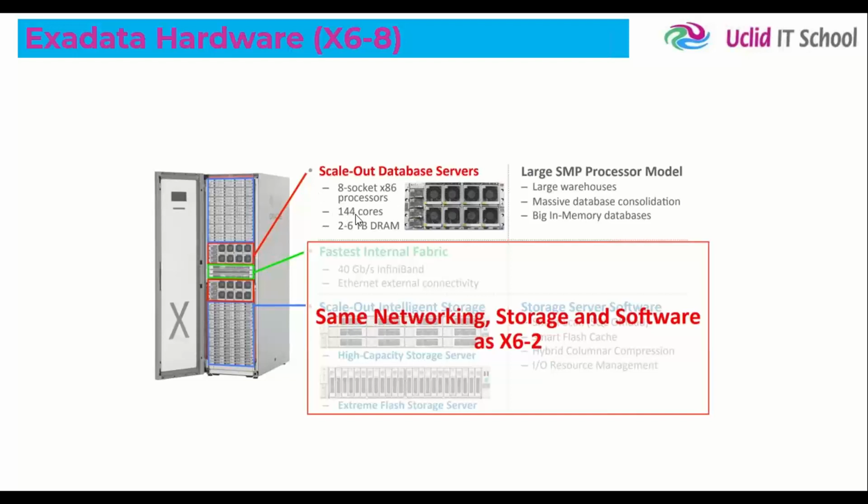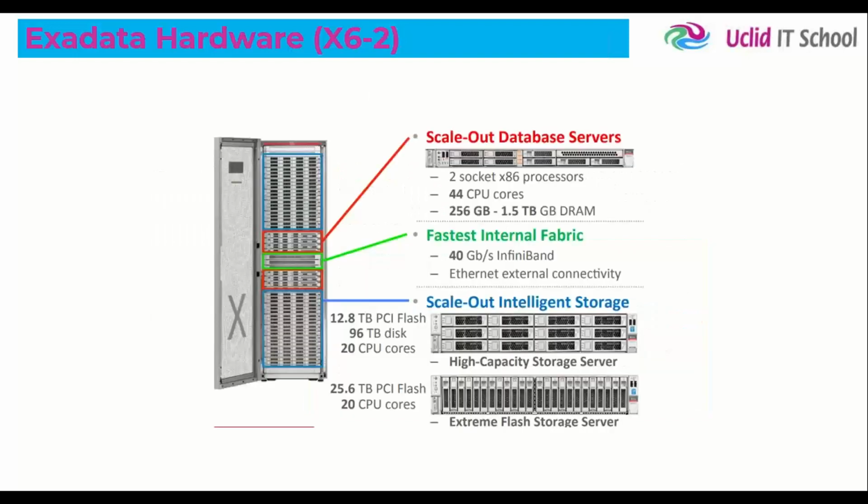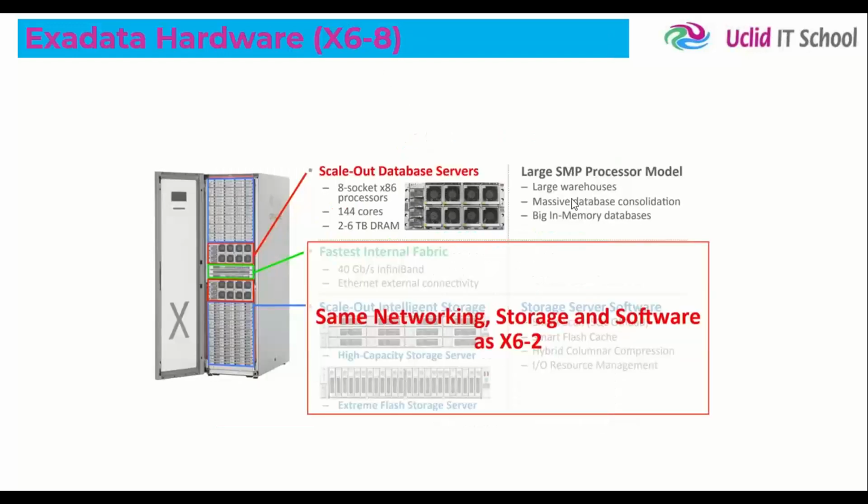And because more CPUs are there, more memory is supported. Base memory is 2 terabyte, which can be upgraded to 6 terabyte. So you can see the X8 database server is more powerful than the X6-2 database server. Such types of servers are useful to deploy large SMP workloads like large data warehouses and massive database consolidation, big in-memory workloads and all that.